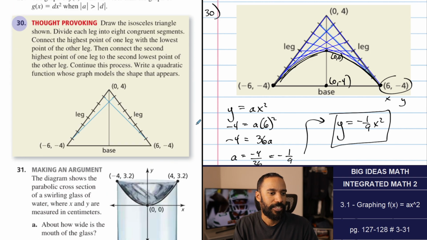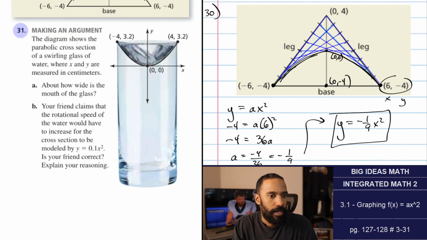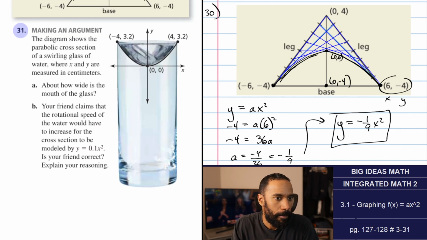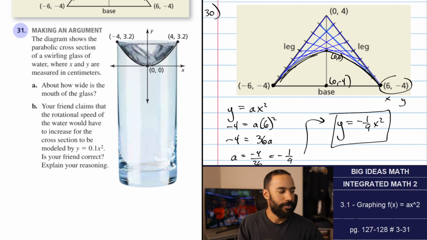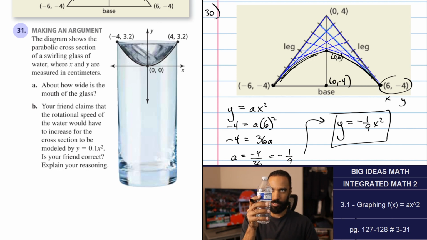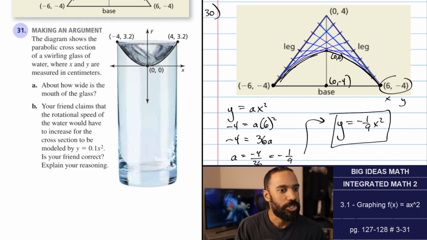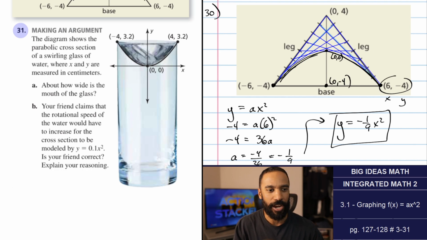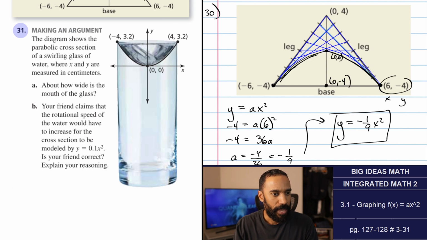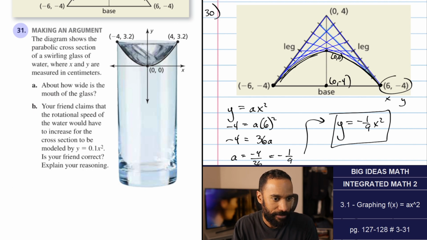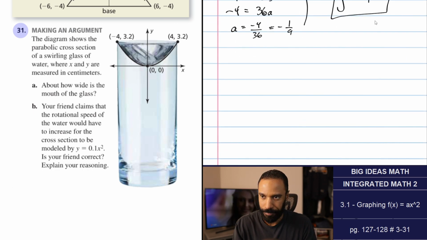All right. And last question, number 31. Making an argument. The diagram shows the parabolic cross-section of a swirling glass of water where x and y are measured in centimeters. About how wide is the mouth of the glass? And your friend claims the rotational speed of water would have to increase for the cross-section to be modeled by this. Is your friend correct? Explain the reasoning. All right, let's start with A.